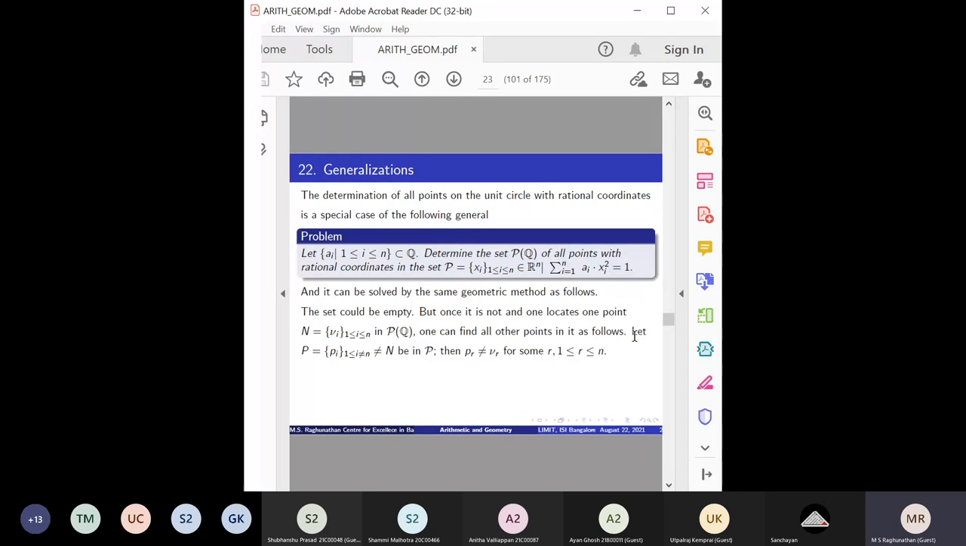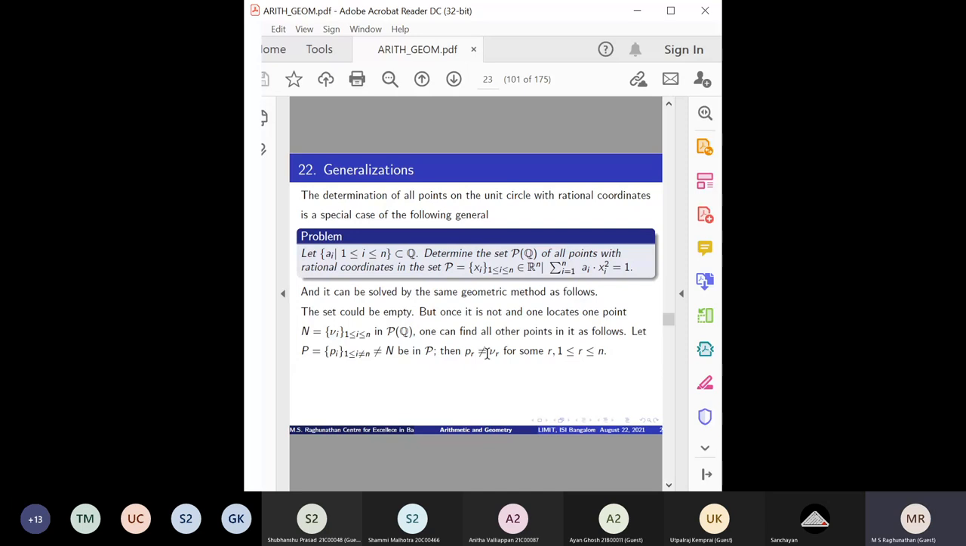What's the idea? Once you have the point Q, we know that Q is a point on this surface that satisfies this equation, sigma a_i x_i squared equal to 1. So not all the coordinates of Q can be 0. There will be at least one coordinate which is not 0. So pick such a coordinate, which I call r.